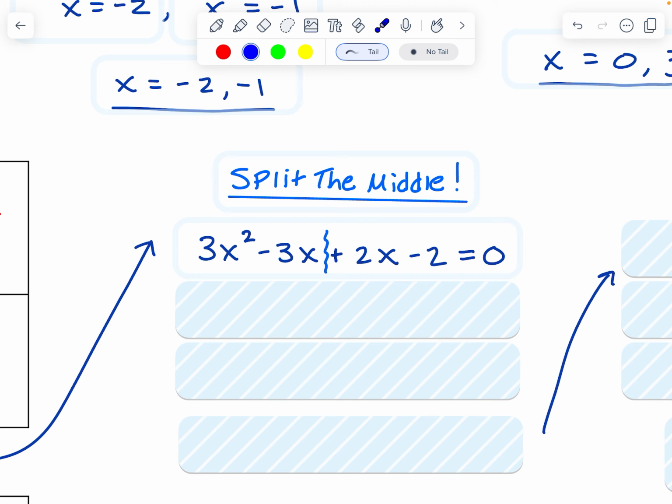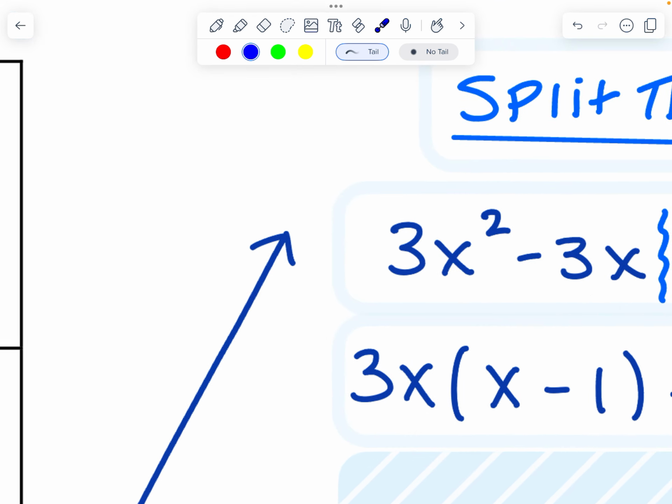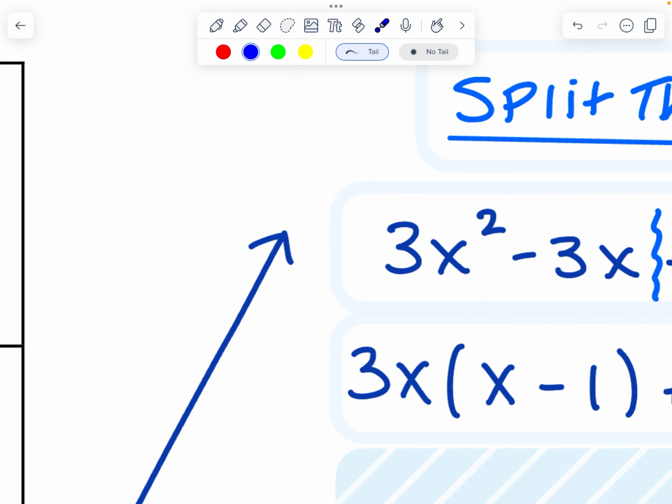I'm going to factor both of these. What do both of those terms have in common? Well, I have a 3x squared and a -3x. I can take out a 3x from both of these terms. Think about what you're leaving behind. If I take out a 3x, I will only leave behind an x. If I take out a 3x, I will only leave a -1. So I should be leaving a 3x times x minus 1.